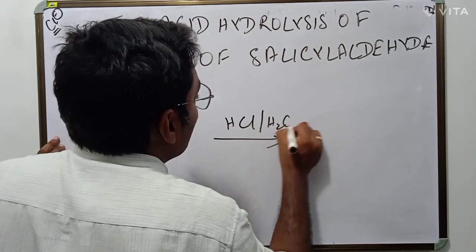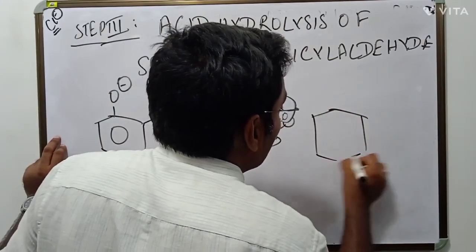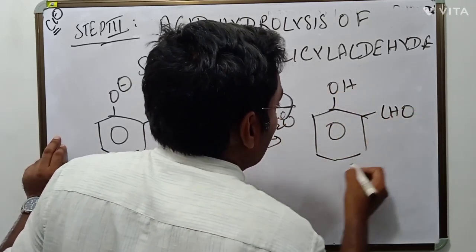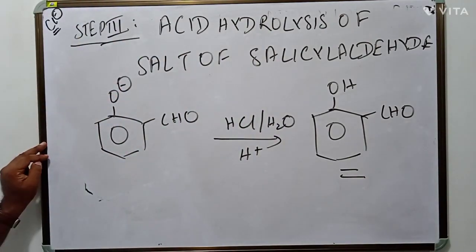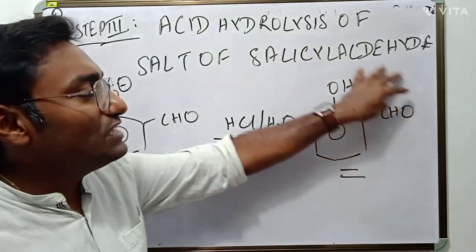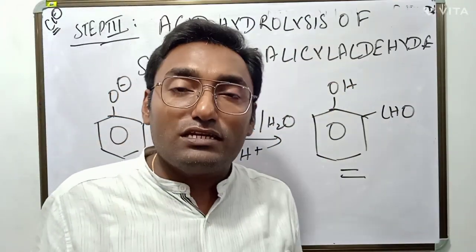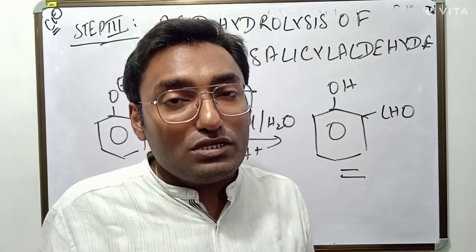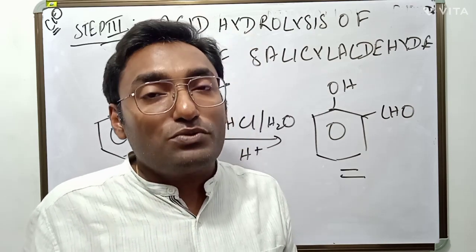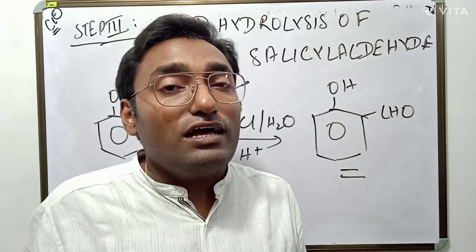What would happen here? Yes, take out that thing from the second step. This was it, O minus and CHO, HCl and water is formed. It would generate H plus. Now that H plus will come and combine with O minus, and here you go. You get the salicylaldehyde, orthohydroxy benzaldehyde, or you can say a phenolic aldehyde you have got.